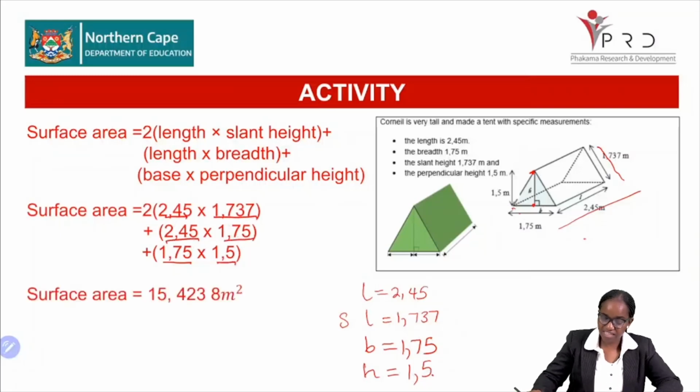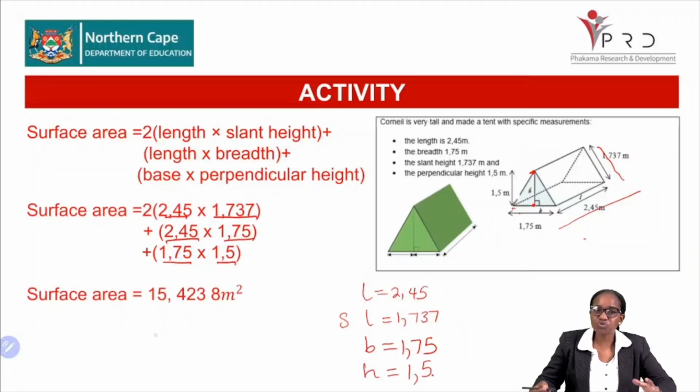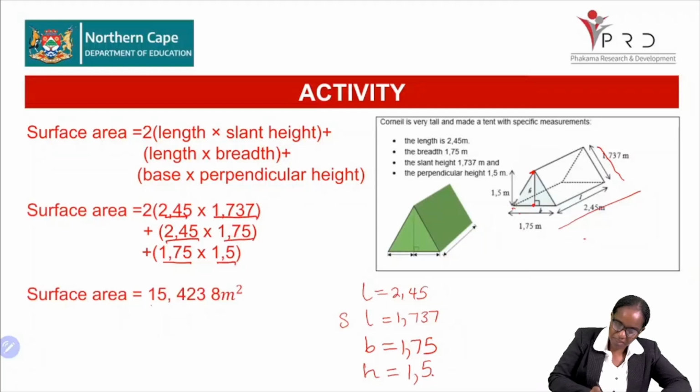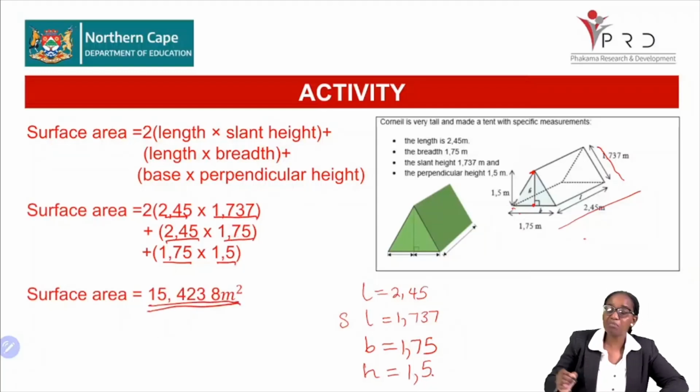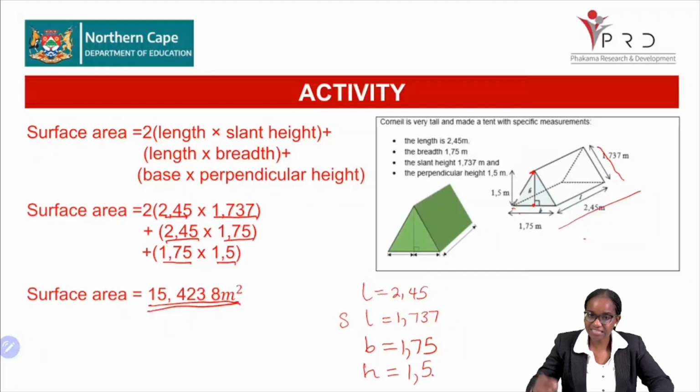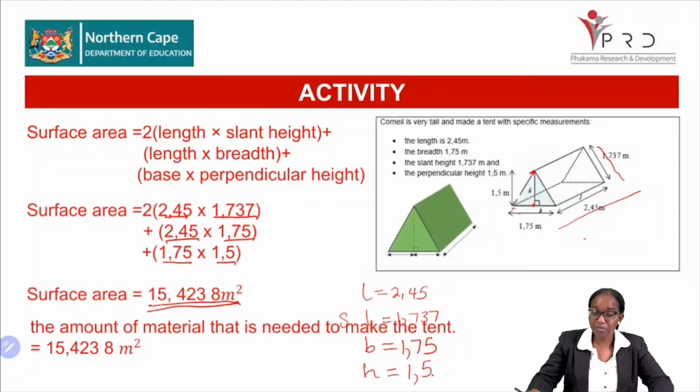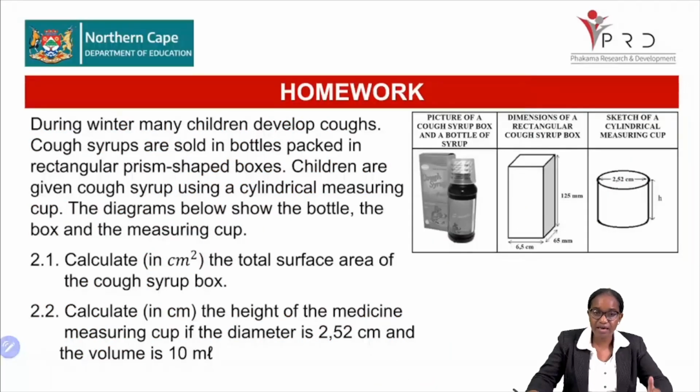Then when we punch that in our calculator, we'll have our surface area being 15,4238 square meters. So the amount of material that will be needed to make the tent will be 15,4238 square meters. That will be the amount of material needed. Learners, that's it for today.